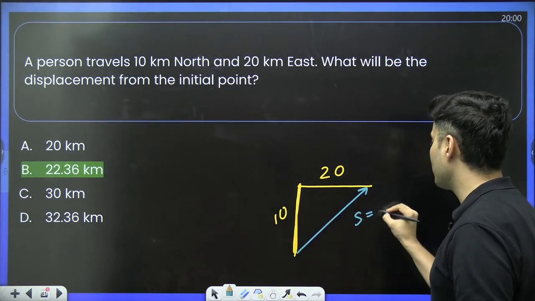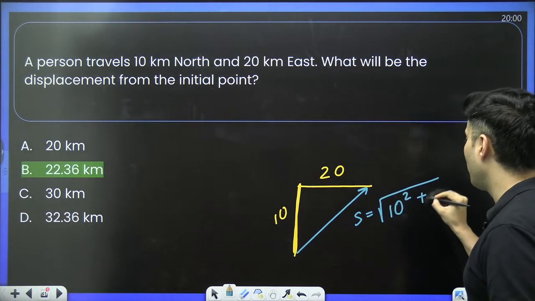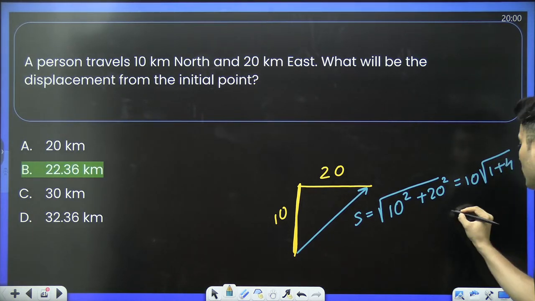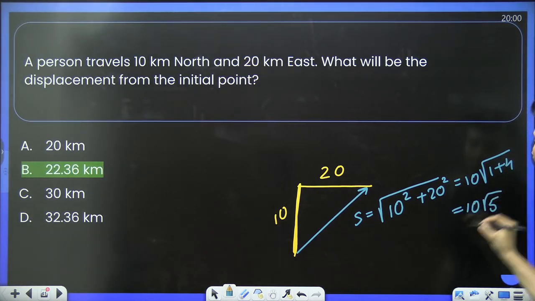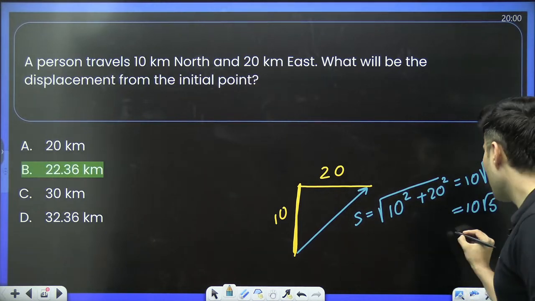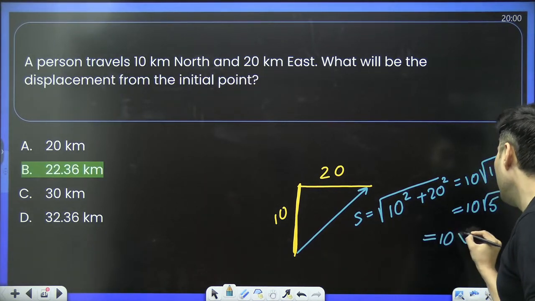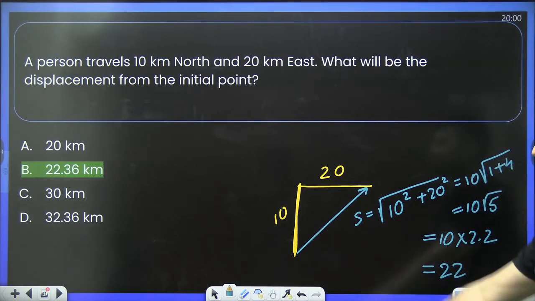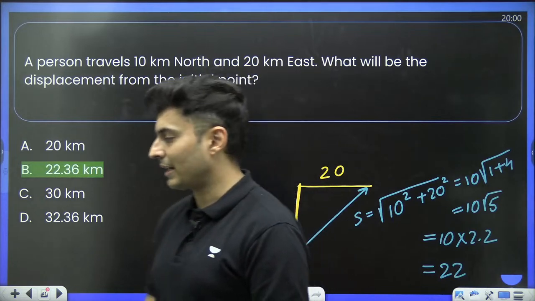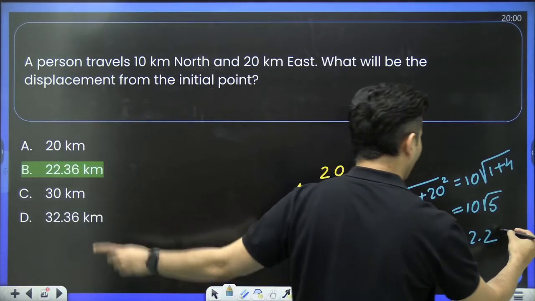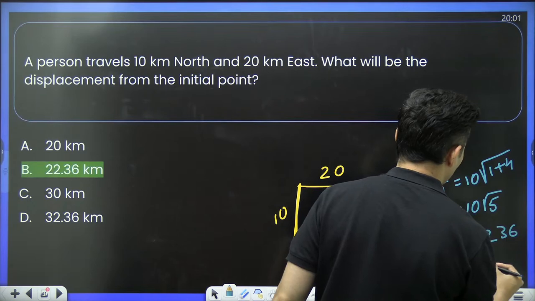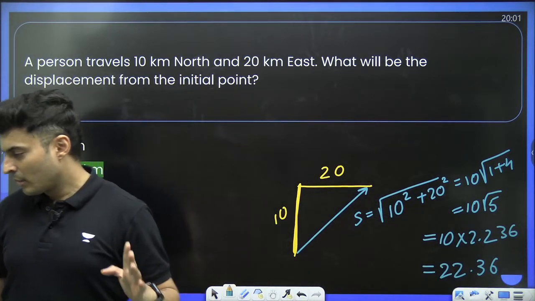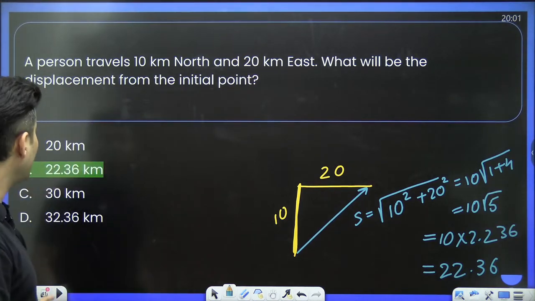So that final displacement will be root of 10 square plus 20 square. 10 you can take outside, so it will be 1 plus 4, which is 10 root 5. Root 5 is 2.23, so that will be basically 10 into 2.2 something, so that will be 22. So 22.36 kilometers, correct. You can put the additional decimals. So it comes out to be 22.36 kilometers. Is that clear, everyone? Very good. Option B.